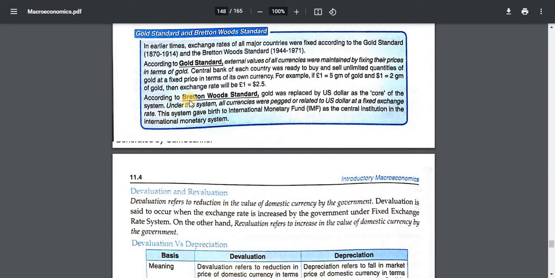According to the Bretton Woods standard, gold was replaced by the US dollar as the core of the system. Under this system, all currencies were backed by or related to the US dollar at a fixed exchange rate. This system gave birth to the International Monetary Fund (IMF) as a central institution in the international monetary system.